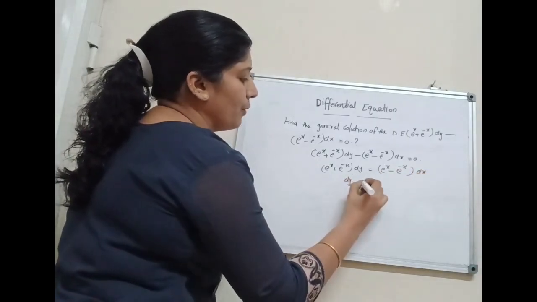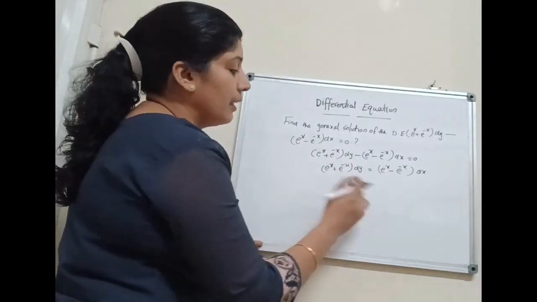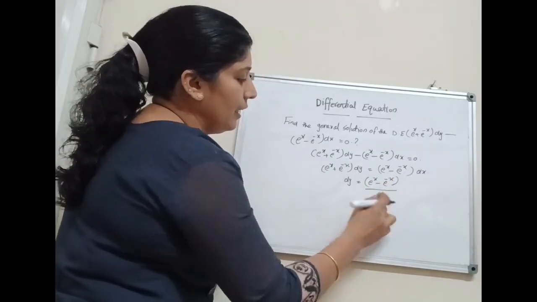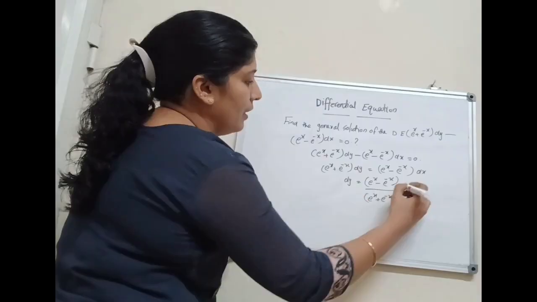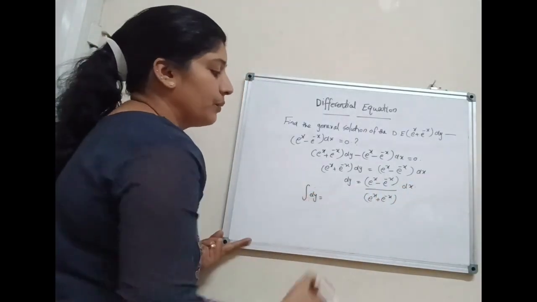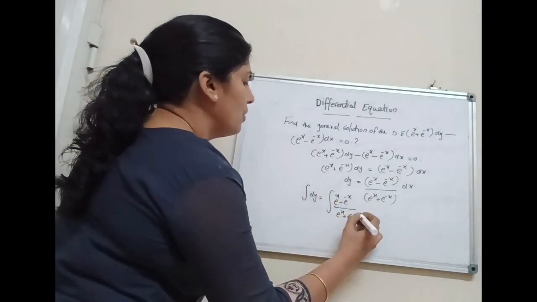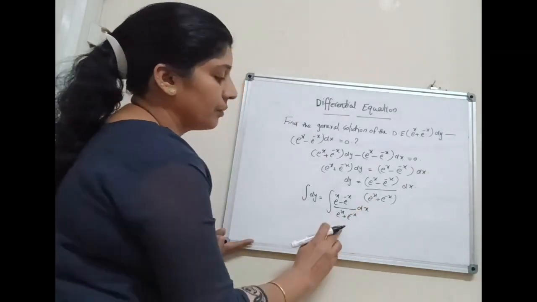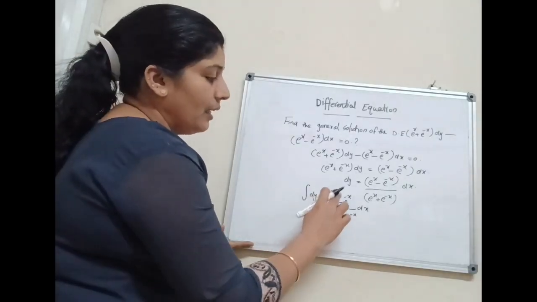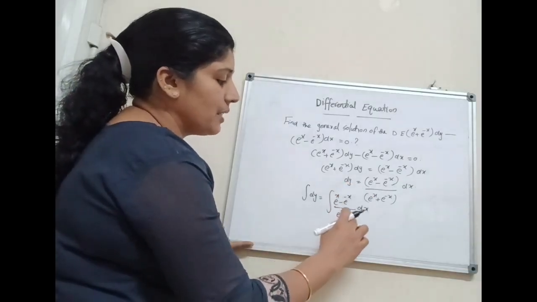Next, we arrange the equation in the form n dy equal to m dx. Therefore, here dy equal to e raised to x minus e raised to minus x divided by e raised to x plus e raised to minus x into dx. Next, integrate on both sides. Therefore, integral dy equal to integral e raised to x minus e raised to minus x divided by e raised to x plus e raised to minus x dx. Now here, integral dy, that is y, equal to the same integral.